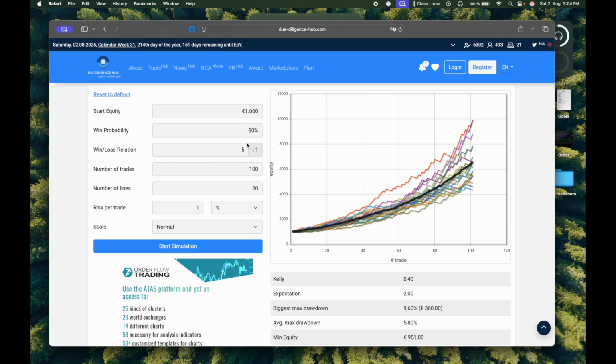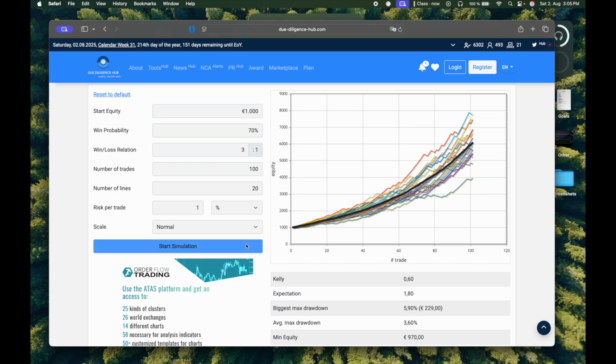You see, if we play the same edge with a 50% win rate on a 5-to-1R, the curve gets already a bit steeper. We're already at 6K here after 100 trades. We have some outliers at 10K. We have some at 4K. But overall, the curve gets, of course, steeper. Let's see what happens if you're able to increase your win rate to 70%. You see it's also a nice up-only curve, some outliers here.